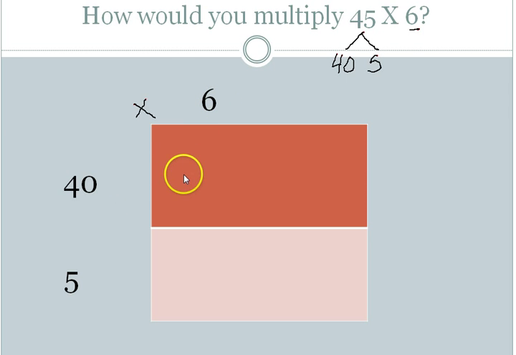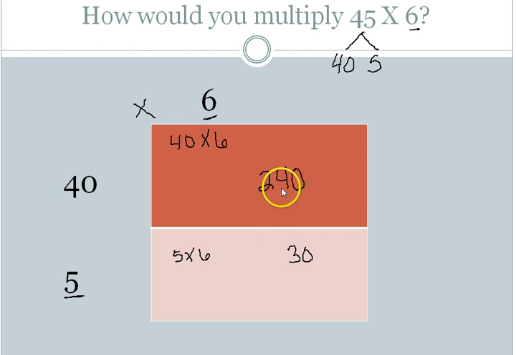So let's see what our problem would look like for the top rectangle box. 40 times 6. Oh, this is easy because I'm multiplying by 10, so just do 6 times 4, which is 24, and then since this one is a 10, I have to add that 0 because 24 times 10 would be 240. At the bottom, always go out to the outside. You see a 5, go up to the top. You see a 6. 5 times 6 is how much? 30. You are correct. What do we do with these two numbers? Add them together. Very good.